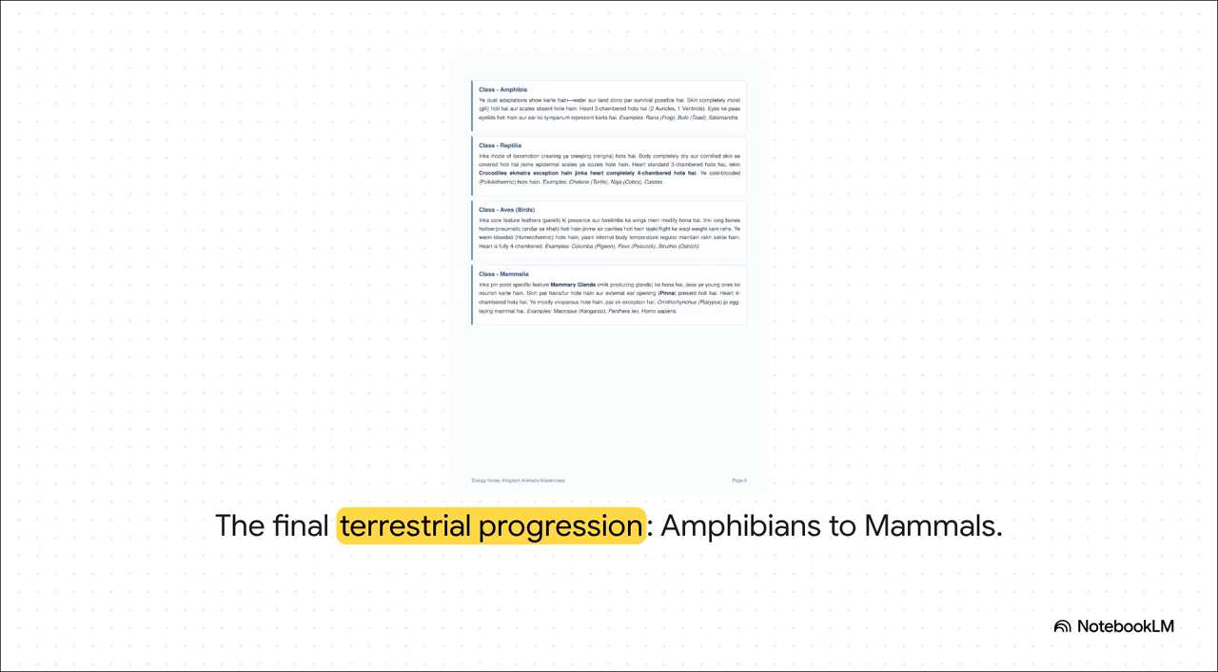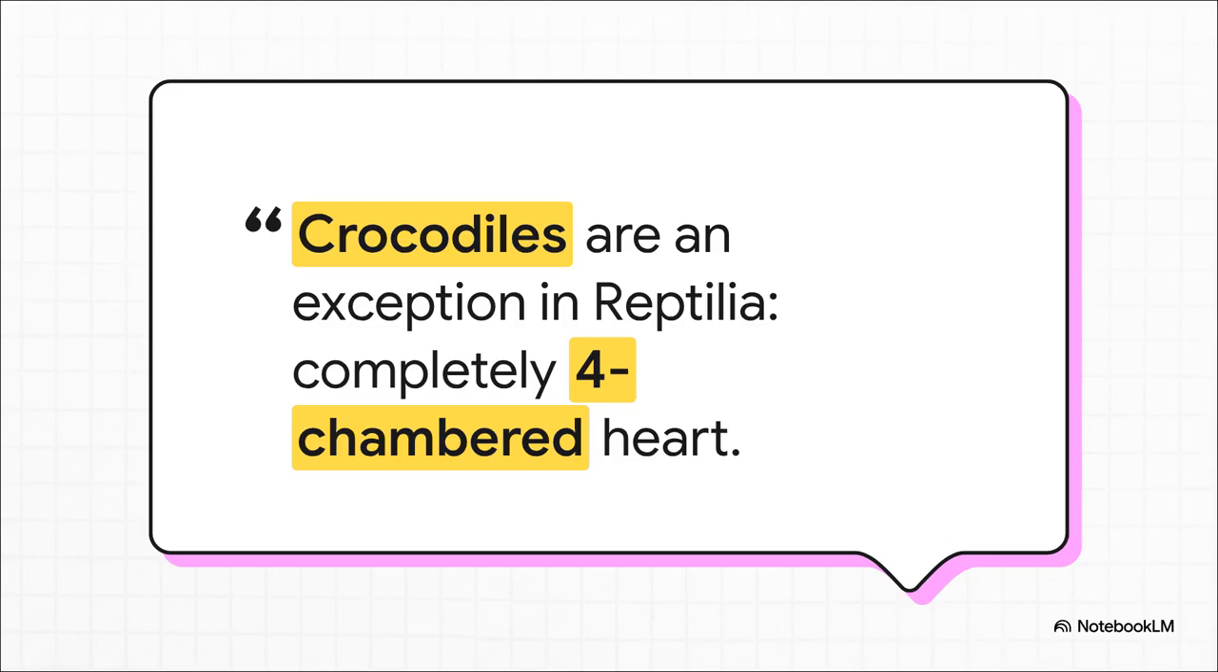All right, we are in the home stretch of this explainer now. We're leaving the water behind and looking at the final terrestrial progression, from amphibians right up to mammals. But wait, before we run through those, you absolutely need to lock in this major trap fact. Reptiles generally have a 3-chambered heart, right? However, crocodiles are a massive exception in Reptilia. They possess a completely 4-chambered heart. Do not forget that one.